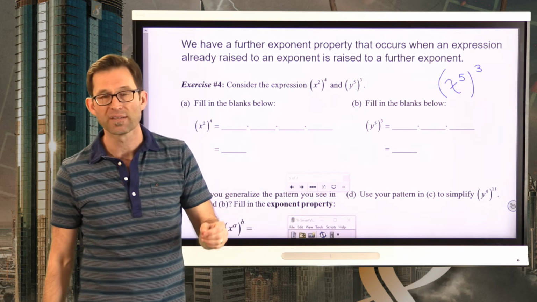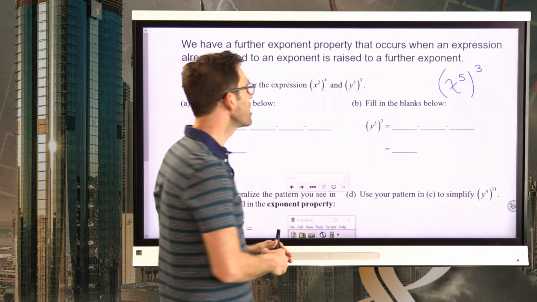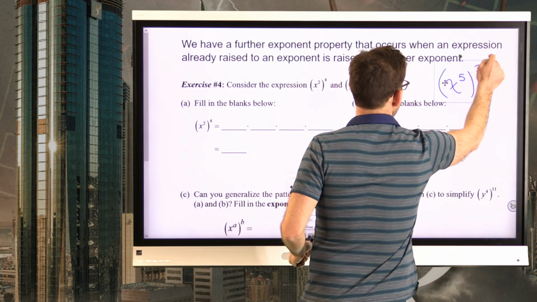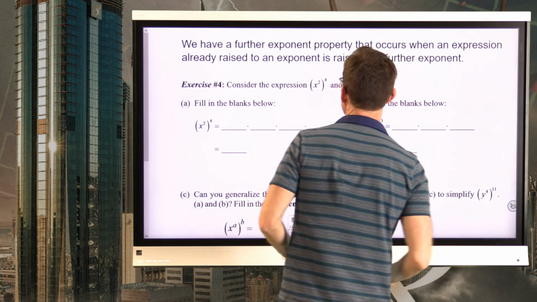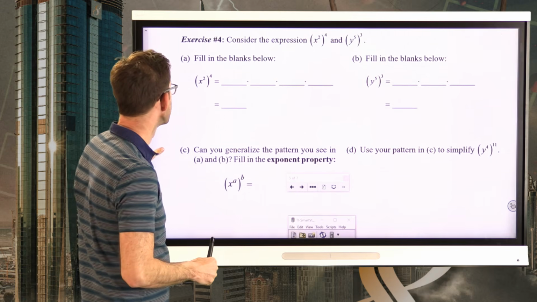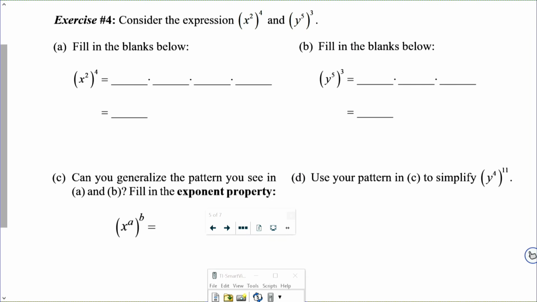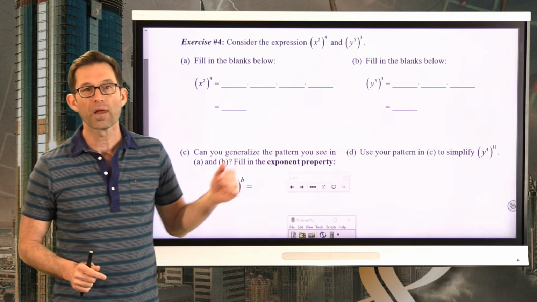What rule applies? Well, again, let's take a look at this with some examples. All right, let's take a look at exercise number 4. Consider the expression x squared to the fourth and y to the fifth to the third. Letter A, fill in the blanks below, and letter B, fill in the blanks below. Let's do letter A together.